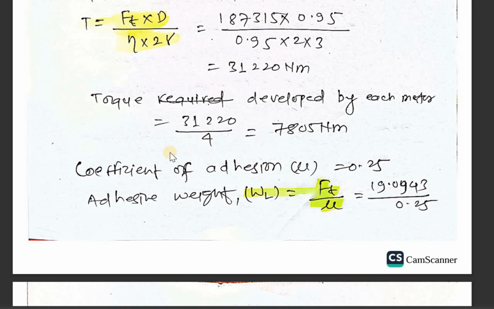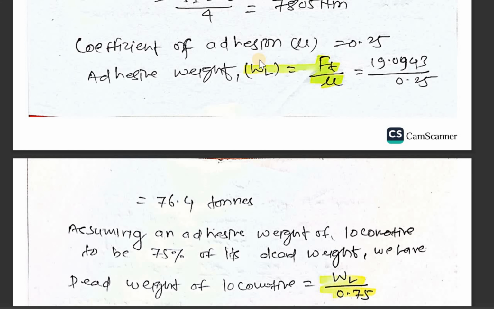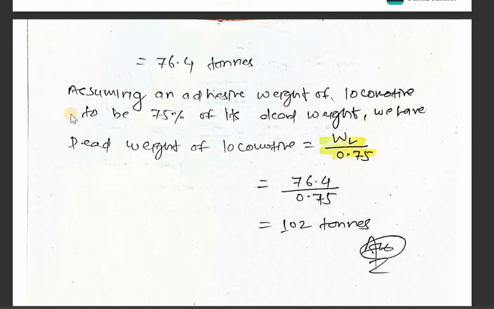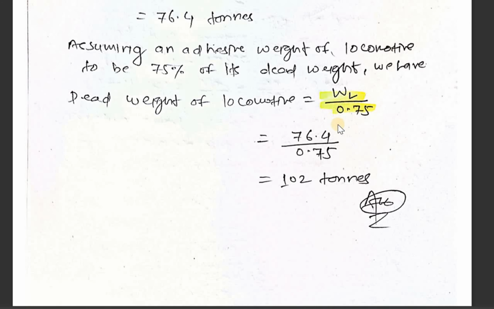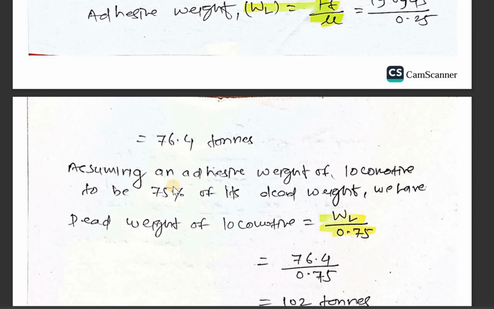that is 78.05 newton meter. The coefficient of adhesion is 0.25, and the adhesive weight WL equals Ft upon mu. Ft we have already found, upon 0.25, so 76.4 tons. Assuming the adhesive weight of the locomotive to be 75% of its total dead weight, the dead weight of the locomotive WL equals adhesive weight divided by 0.75. This we have already assumed, 75%, so 102 tons.